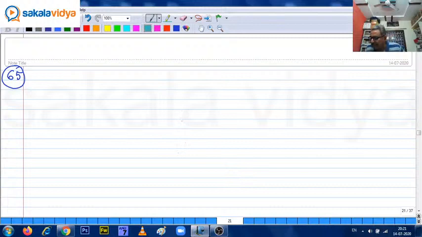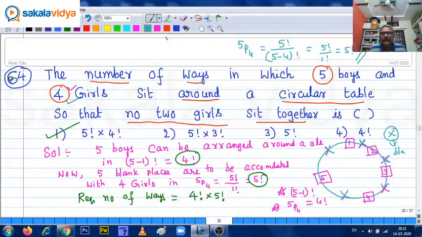Sixty-fifth problem. Okay, I will check now. Yes, 5p4 is no.